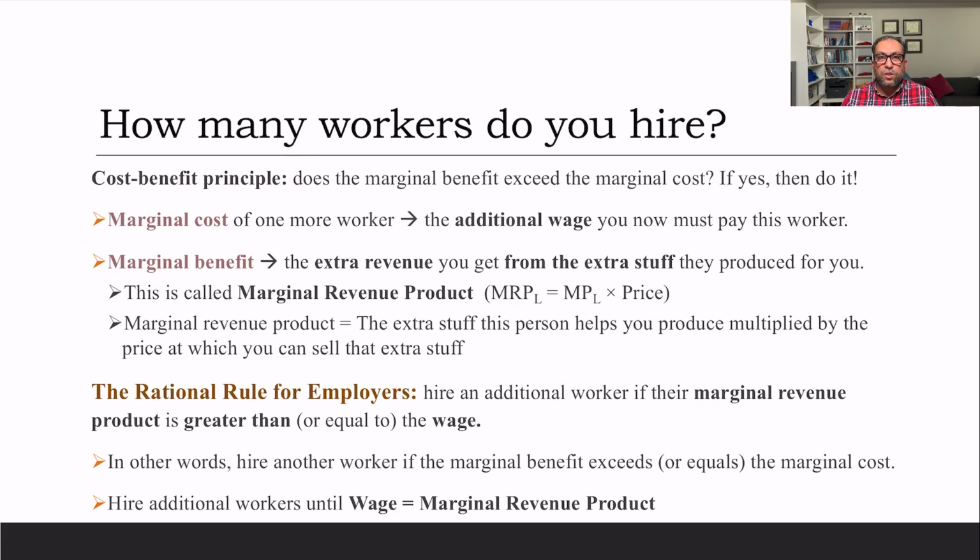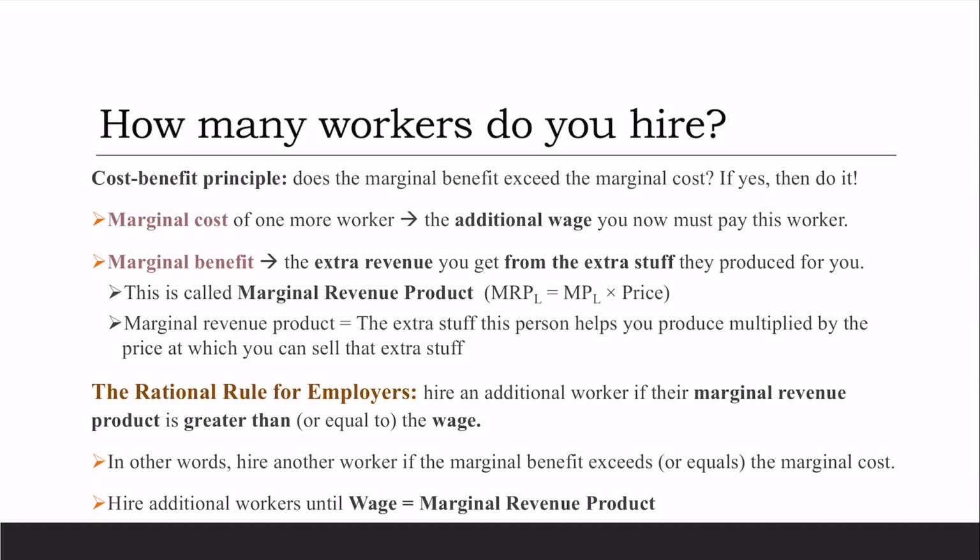In the cost-benefit analysis, as we mentioned, we have the marginal product of labor and the marginal revenue product of labor. Now we have to see the marginal cost of labor as well. The marginal cost of one worker is the additional wage you have to pay this worker, and the marginal benefit, as we already discussed, is the marginal revenue product of labor, that is, the marginal product of labor times the price. So the rational rule for an employer is to hire an additional worker if the marginal revenue product is greater than or equal to the wage you are paying. In other words, hire another worker if the marginal benefit exceeds the marginal cost, and hire additional workers until the wage is equal to the marginal revenue product.